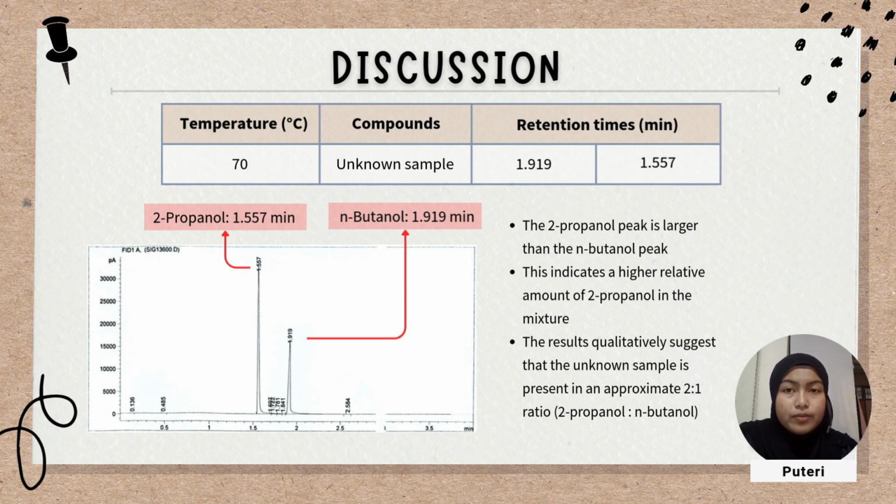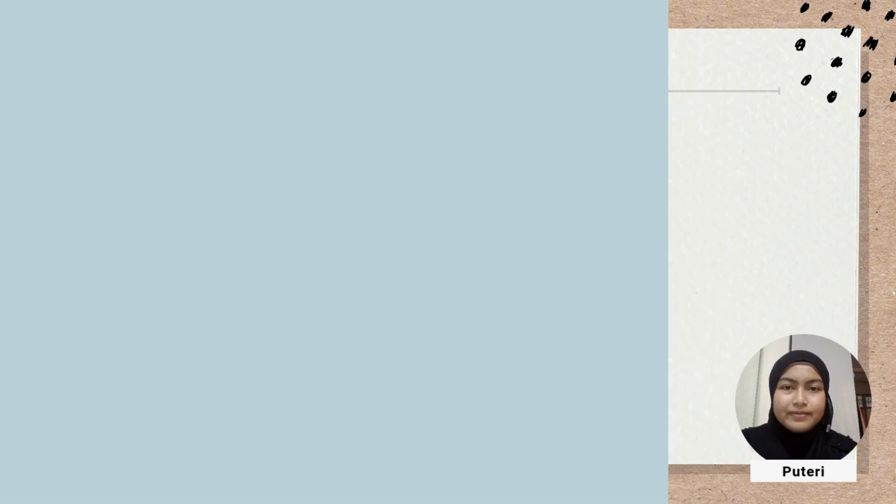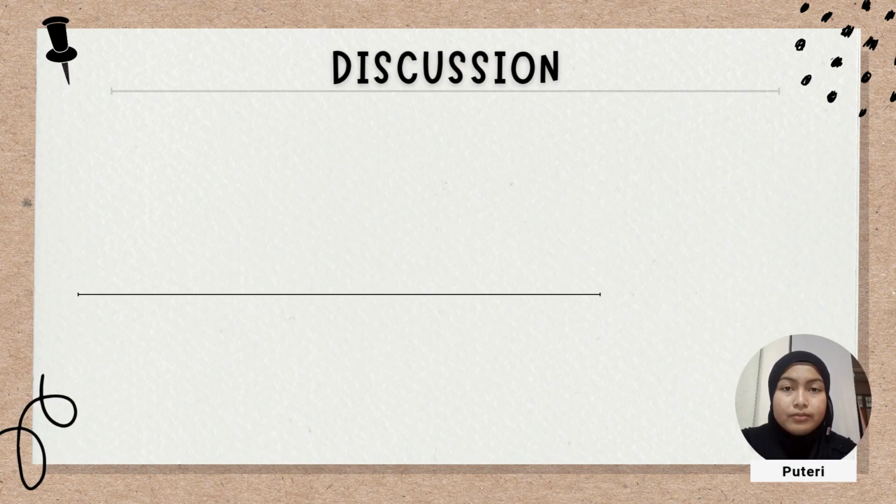It can also be observed that the 2-propanol peak is larger than the n-butanol peak. This indicates that the relative amount of 2-propanol present in the unknown mixture is higher. Based on the peak size, the result quantitatively suggests that the unknown sample is approximately a 2:1 ratio of 2-propanol to n-butanol. Lastly, the effect of column temperature on retention times was studied.